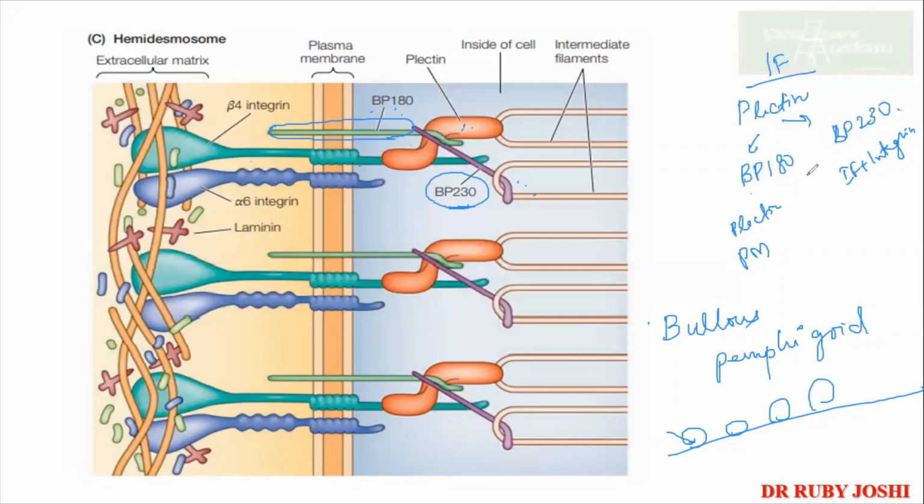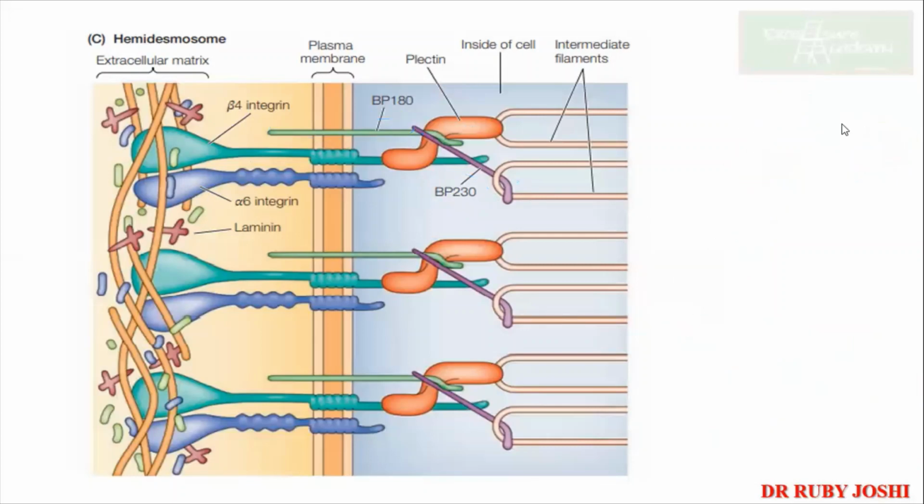Okay, so BP stands for bullous pemphigoid, and it is so named because it was first found in this case that it was mutated. Okay, that's good. Hemidesmosome is also clear to you guys now.